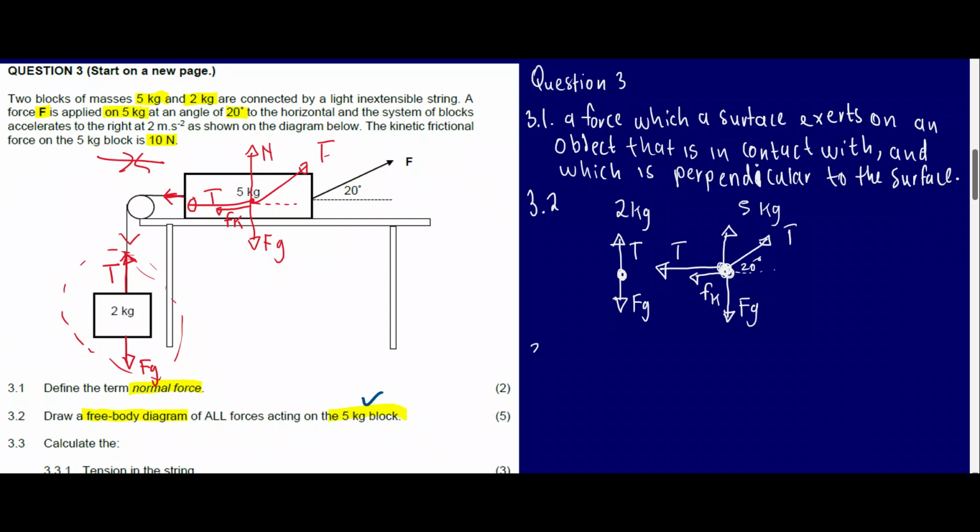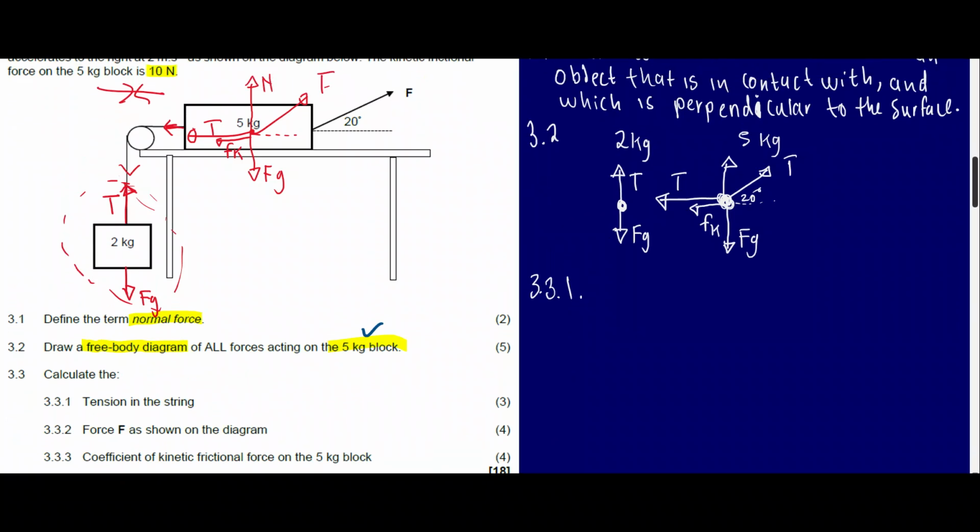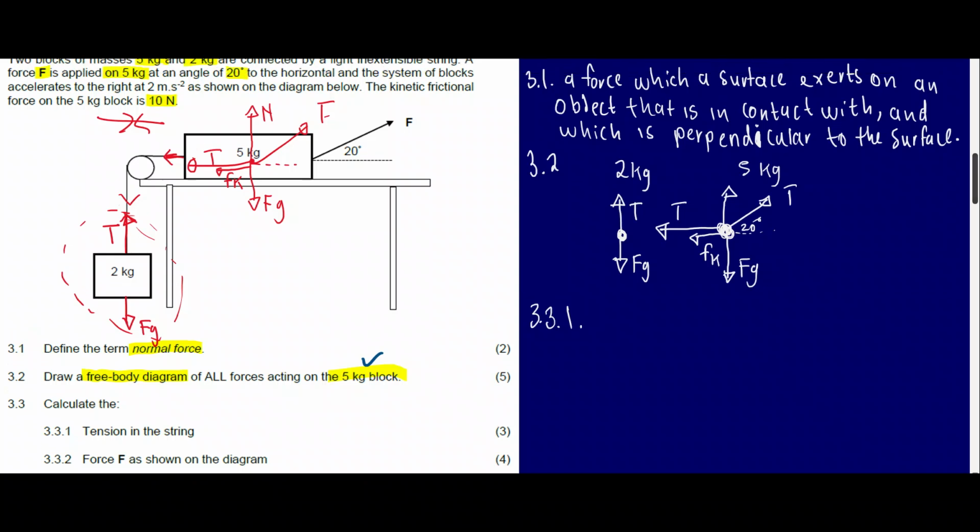I think you understand now what's happening, and we can move on to the questions for the calculations. The first question, 3.1, just went straight to say calculate the tension in the string. By the looks of things, we have two free body diagrams of the blocks. For that question, remember they said the 5 kg, we would have considered only this one, and then we get our 5 marks there. Now let's get straight to 3.3.1: calculate the tension in the string.